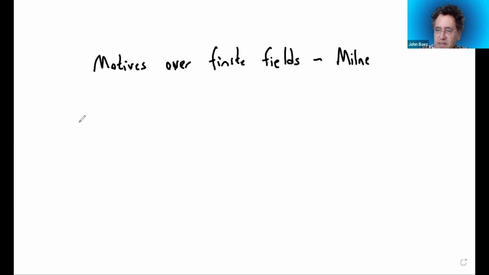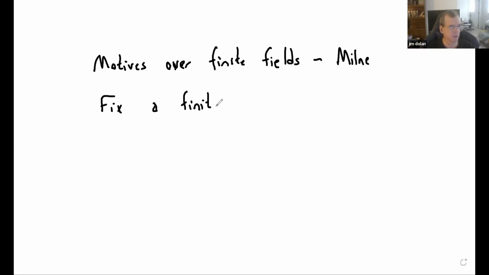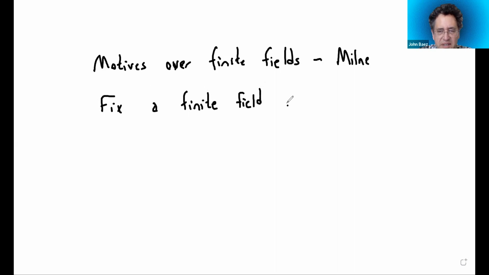Can I interrupt? Sure. Should I parse that as motives over some particular chosen finite field K or something like that? Yep. So that's what we're going to do. We're going to fix a finite field, which I can call F sub Q. Yeah, I'll call it F sub Q because the number Q will show up a whole lot. Okay. So I want it to be known to us as Q.